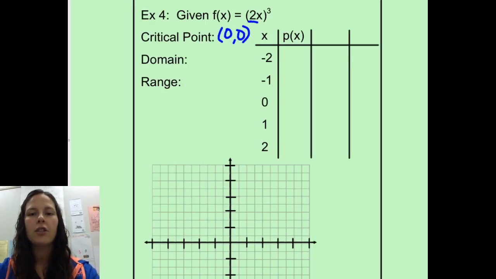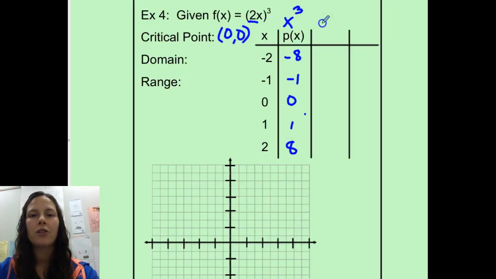Our parent function, notice we have the power of 3 on the outside, so we have x cubed for our parent function. Cubing all of those x values, we get -8, -1, 0, +1, and +8.